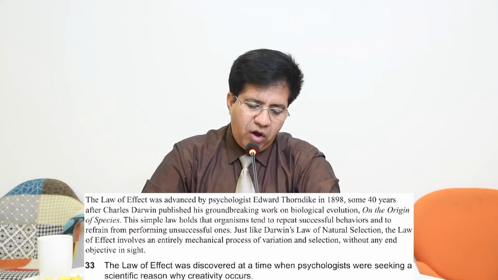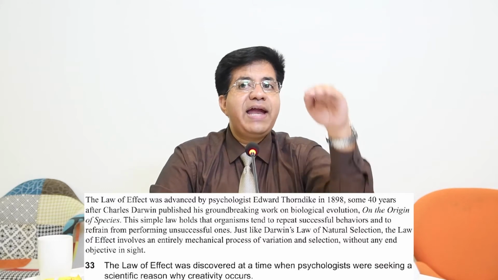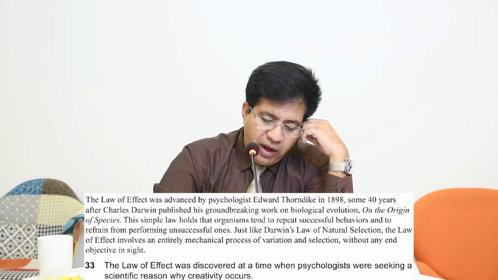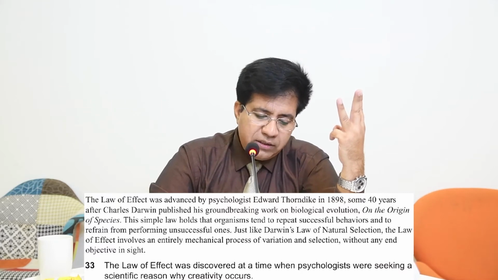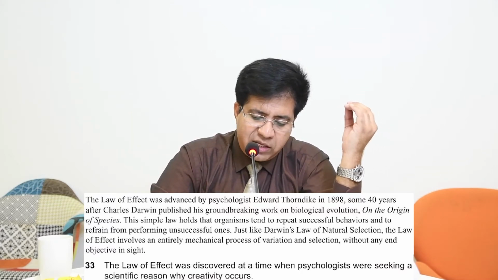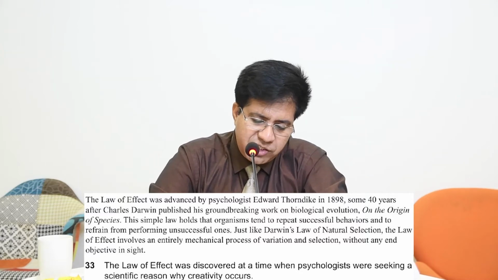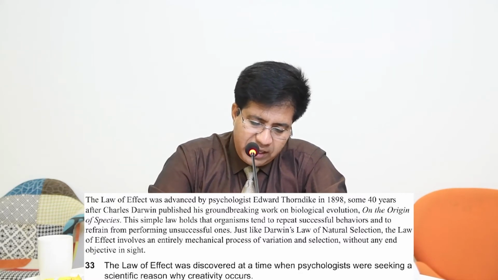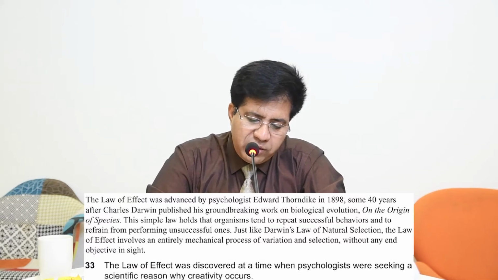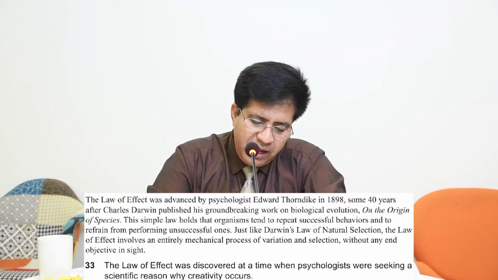Very next paragraph. The law of effect. Now let's see if it occurred at the same time. That's what you've got to check. So everyone, third last paragraph. The law of effect was advanced by psychologist Edward Thorndike in 1898, some 40 years after Charles Darwin published his groundbreaking work on biological evolution, On the Origin of Species. This simple law holds that organisms tend to repeat successful behavior and to refrain from performing unsuccessful ones.